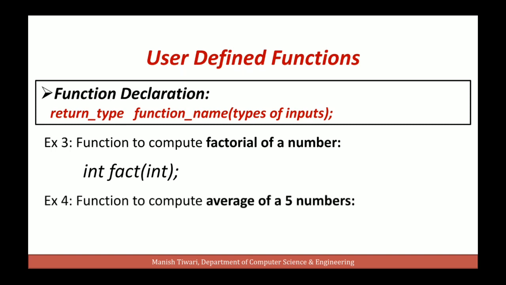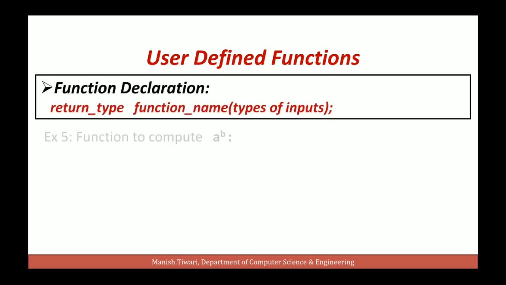We can take another example. Suppose we have to compute the average of 5 numbers. That means we want to make a function which calculates the average of 5 integers. Then we should take 5 integers as input, and if it generates the average of 5 numbers, then that output should be float. So this may be the declaration of this function. It takes 5 integers as input and a float number as output, and the name of the function is avg here.